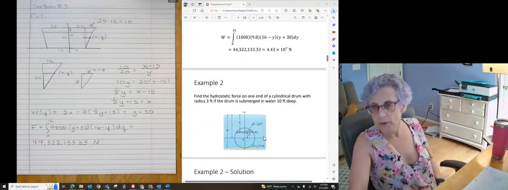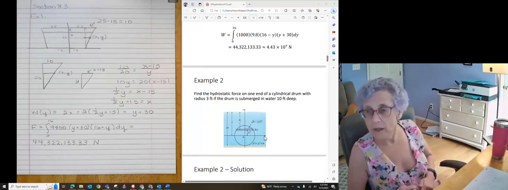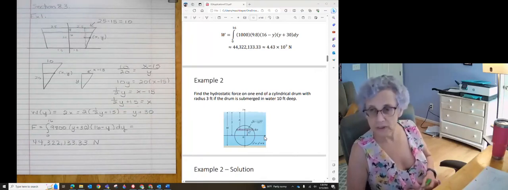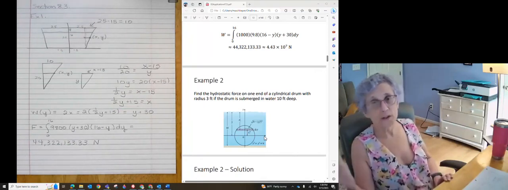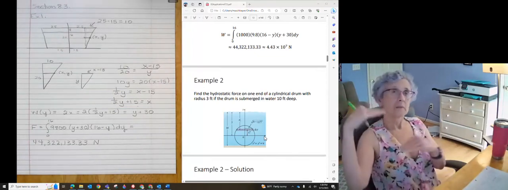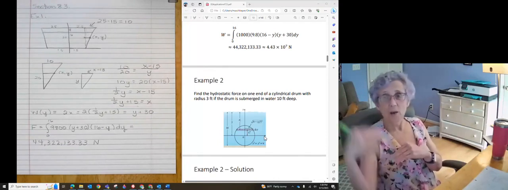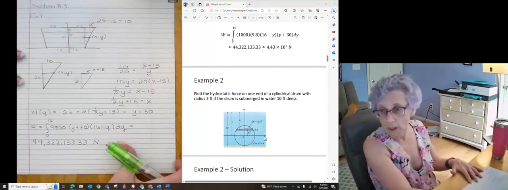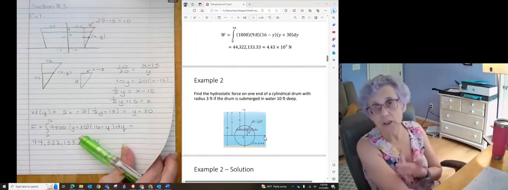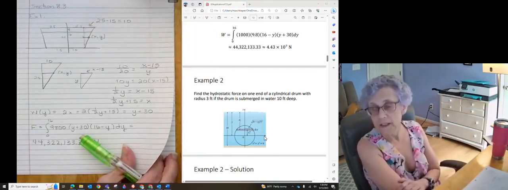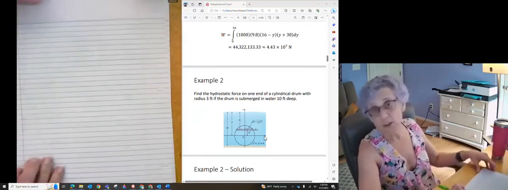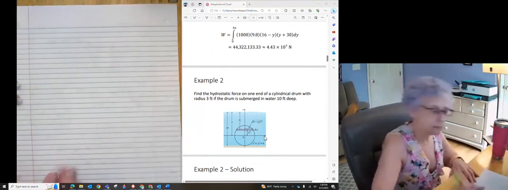Let's look at example 2. This time we have the hydrostatic force on one end of a cylindrical drum with radius 3 feet if the drum is submerged in water 10 feet deep. So our limits of integration are going to be different than our depth because the water is above the edge of our drum. Now I notice that the picture I have drawn here has the center of the drum at the origin. So let's draw our picture just like this one.